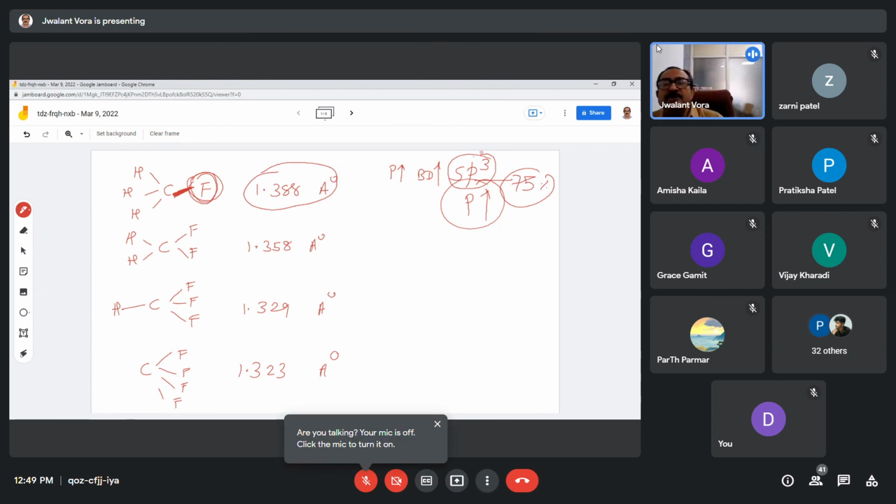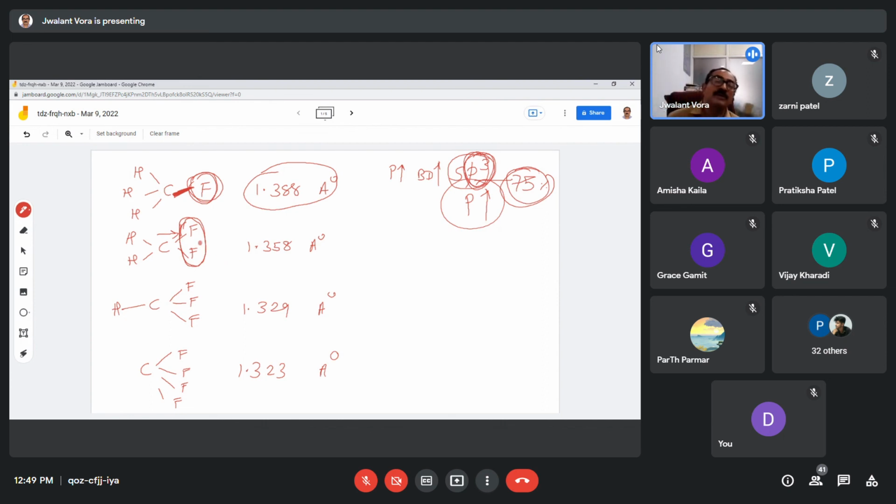Now p character value is fixed. It is totally 75%. Now with the difluoromethane, the p character flow will be on this side, but it will be shared between the two fluorine atoms. In the previous case, whatever more flow of the p character was there, only one fluorine atom was having it. In the second example, it is shared between the two fluorine atoms, right? So therefore, p character value decreases, then bond distance also should decrease. From 1.388, it becomes 1.358 angstrom.